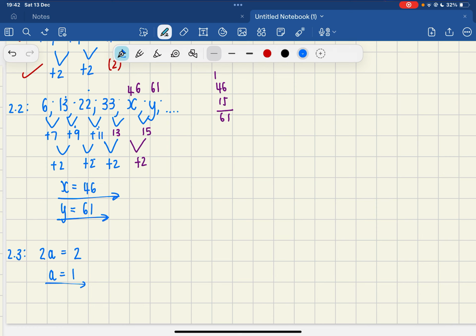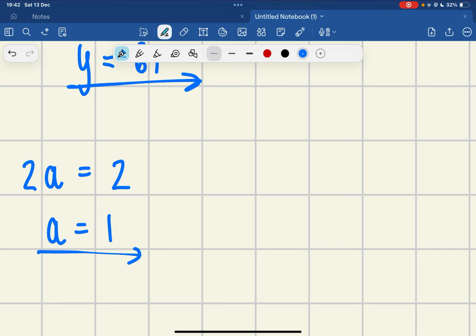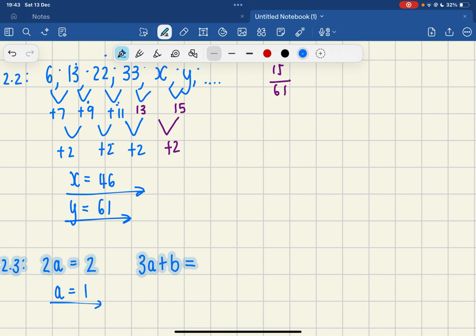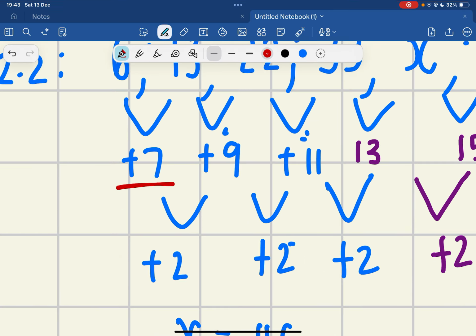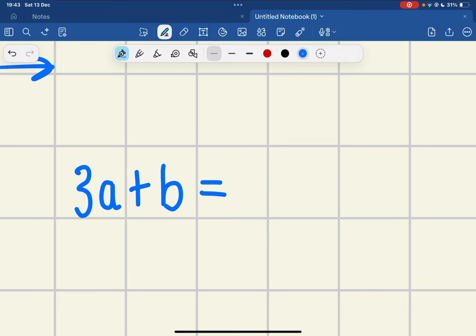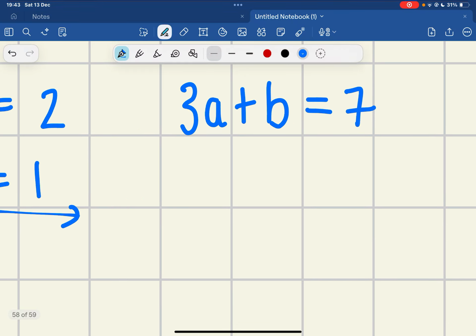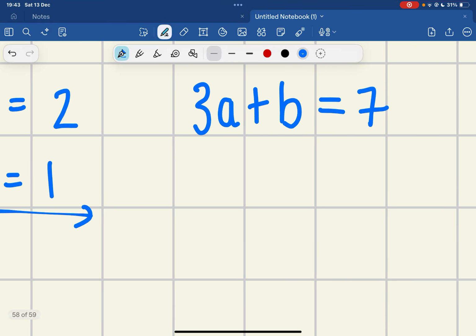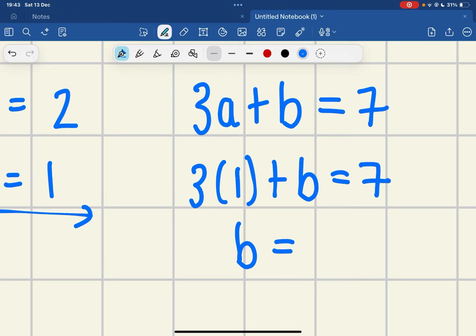From there, we proceed to getting b. We said that we follow the formula 3a plus b is equal to the first difference of the first two consecutive terms in the original sequence. In this case, that would be 7. We already have our a, which is 1. So b is equal to 7 minus 3, which is 4.